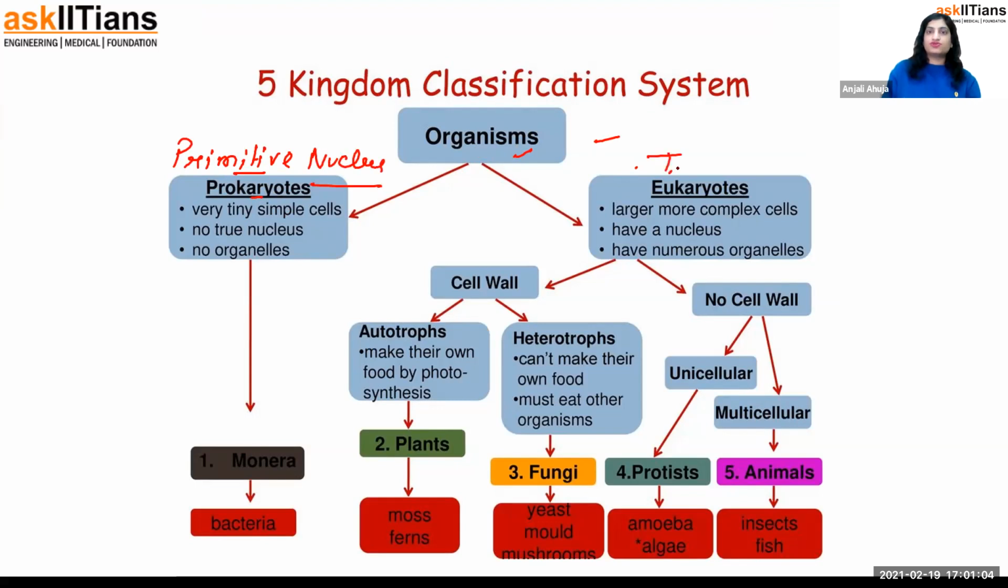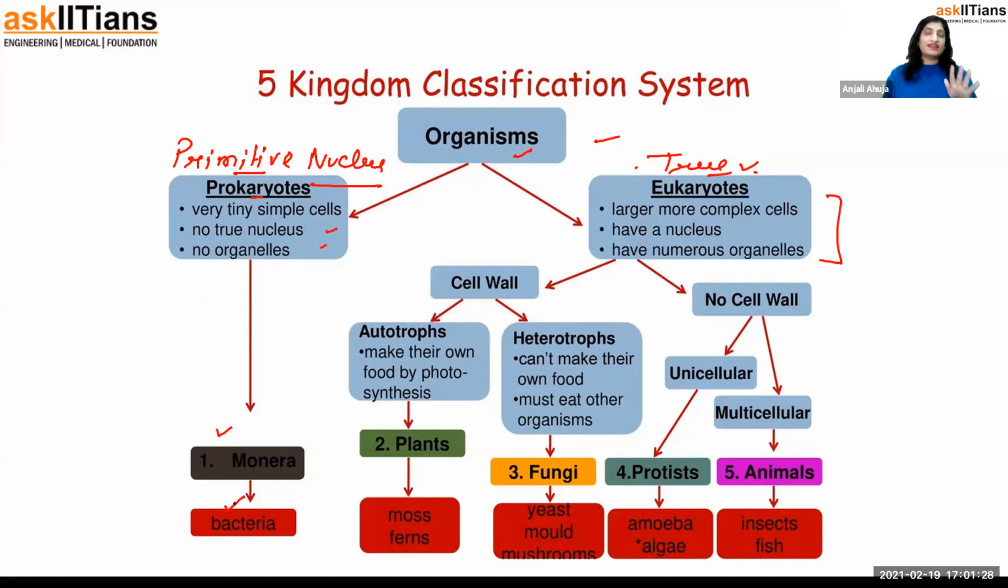And then eu means true, so they have the true nucleus. You've learned that in the cell chapter, so no more detail is required. But prokaryotes have very tiny simple cells. They are unicellular organisms, with no true nucleus and not many cell organelles, which are there in the eukaryote, which is like a proper well-managed cell. In the prokaryote, there is only one kingdom, which is kingdom Monera, and examples are bacteria.